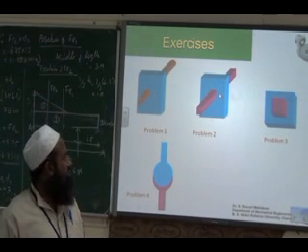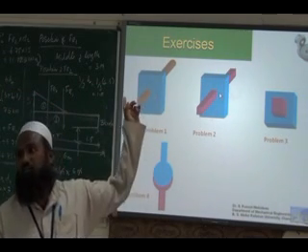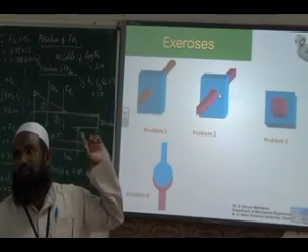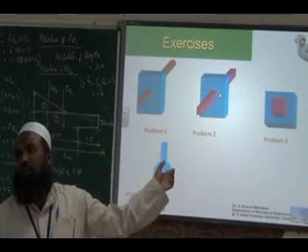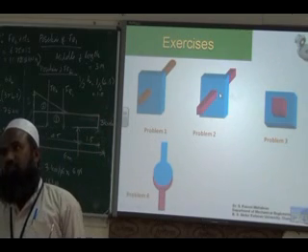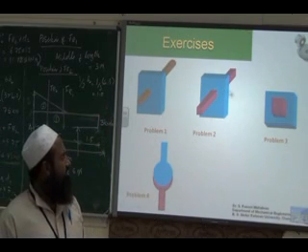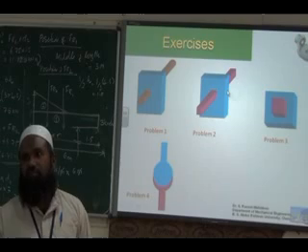Whereas this case is similar to case 1, but there is a difference. It cannot rotate. It can only translate. So 3 moments and 2 forces will be there.